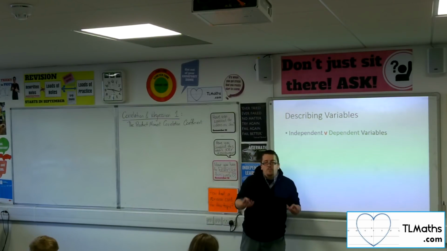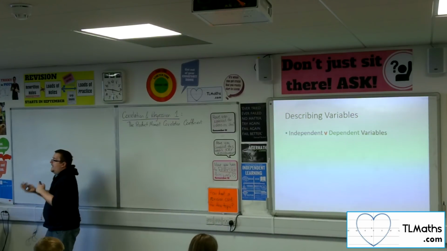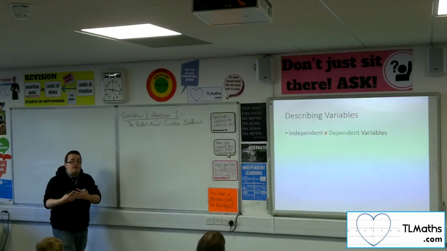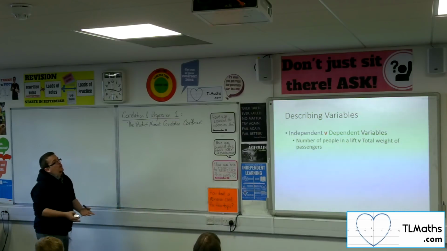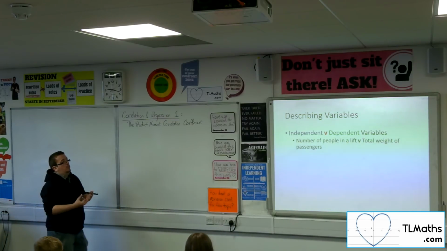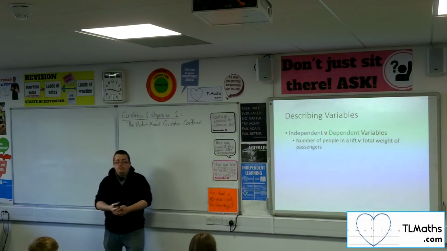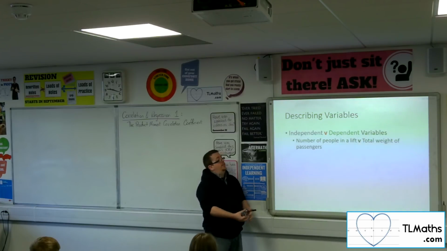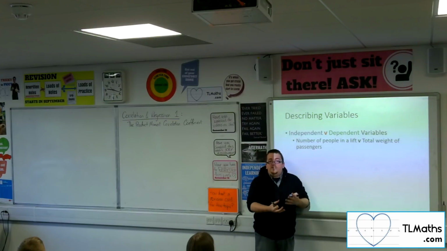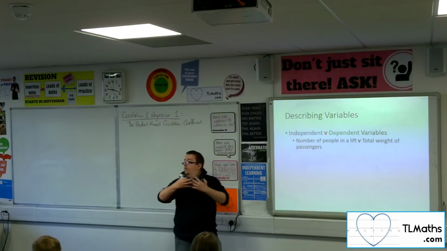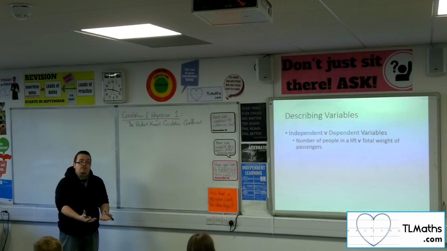So what I'm going to do is propose a couple of situations as to determining which is the independent and dependent variable. We're talking about really which one depends on the other. Okay? So we could say we have the number of people in a lift against the total weight of the passengers. What you need to ask yourself is, does the total number of people in a lift depend on the total weight of the passengers, or does the total weight of the passengers depend on the number of people in the lift?